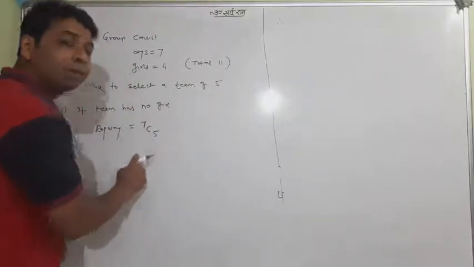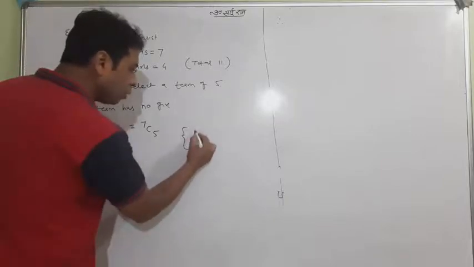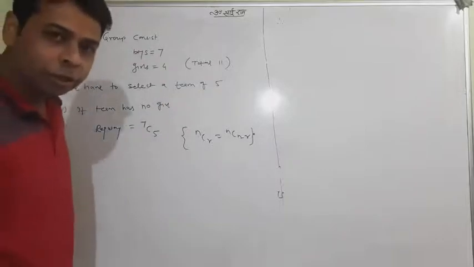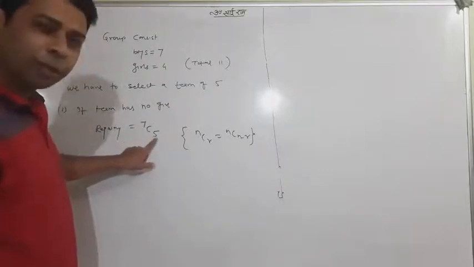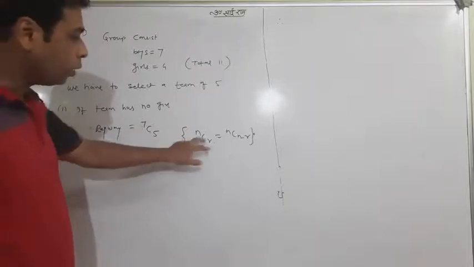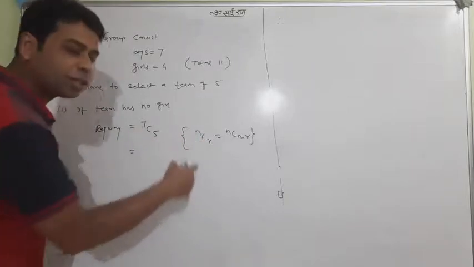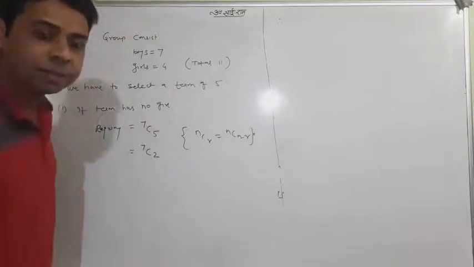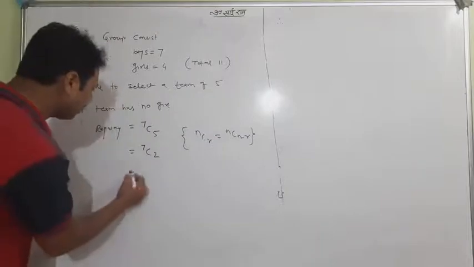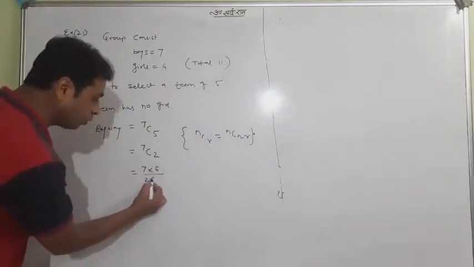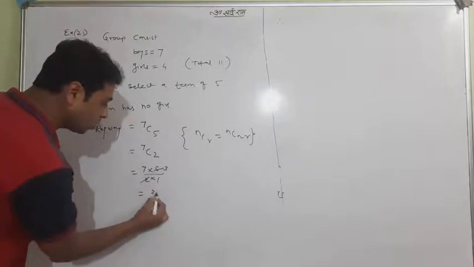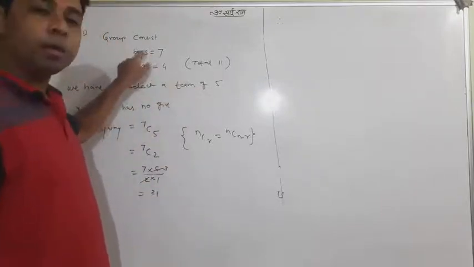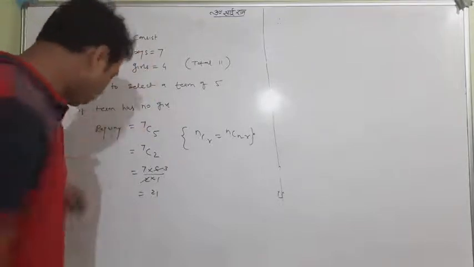So your answer is 7C5. Do you remember the law? nCr equals nC(n minus r). This is complementary combination. You can use it here because this is a big one and these two are very near. So you can use nCr equals nC(n minus r). It is not necessary, but for convenience I am using 7C(7 minus 5). This is the answer. And 7C2 can be done by 7 into 6 upon 2 into 1. So 2 3s are 6 and this is 21 ways by which you can make the team of 5 only of boys, because there is no girl. Okay, this is the first question.